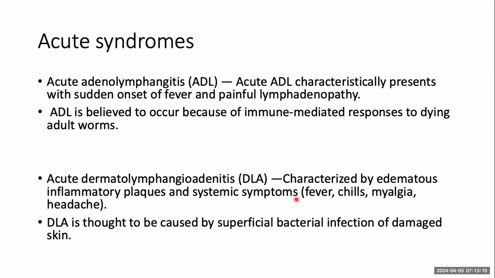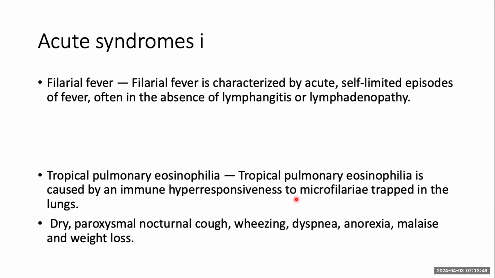So it can present with 4 different types of acute syndromes. First is acute adenolymphangitis, which is simply sudden onset fever with painful lymphadenopathy. And this is said to be because of immune-mediated responses to dying adult worms. The second one is acute dermatolymphangioadenitis. It's characterized by edematous inflammatory plaques and systemic symptoms, which include fever, chills, myalgia, headache, and is said to be due to superficial bacterial infection of damaged skin.